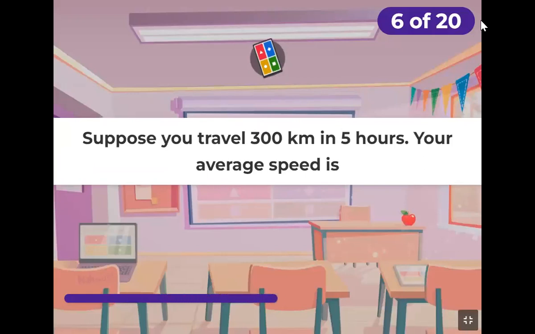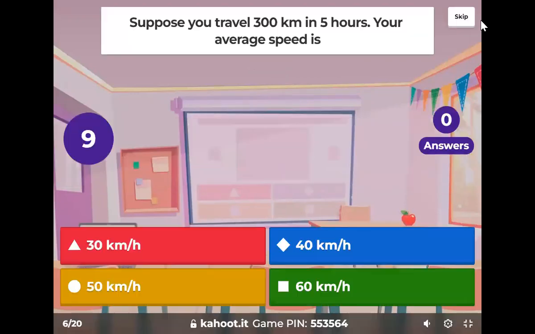Suppose you go 300 kilometers in 5 hours. What's your average speed?